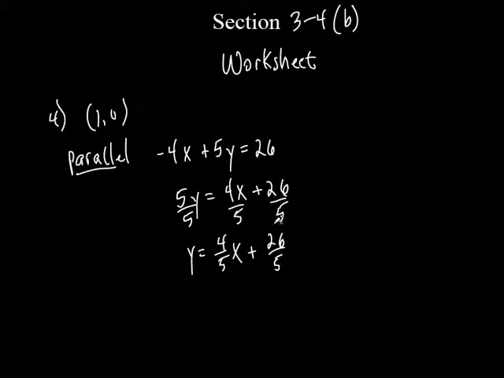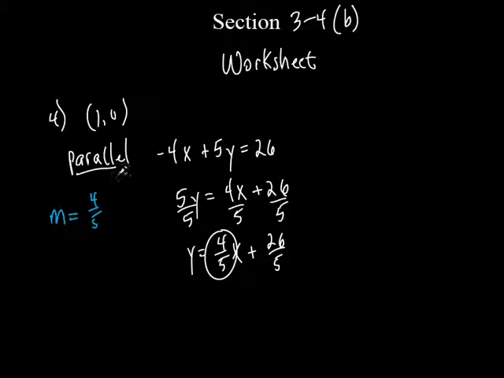Now this 26/5 I don't really even care about, because what's the only thing that I really care about on this line? The slope. I'm just using this line because I want to find the slope of that line. That's all I care about. So the slope of the line that they give us is 4/5. So what's the slope of my line going to be then? It's going to be 4/5. I'll do that in a different color. So the slope of my line is going to be 4/5 as well, because they're parallel to each other.